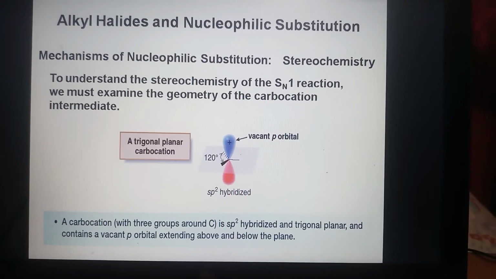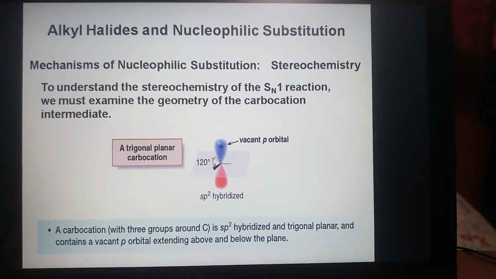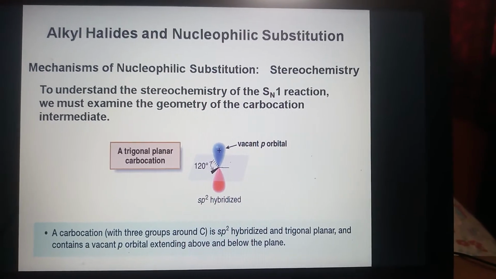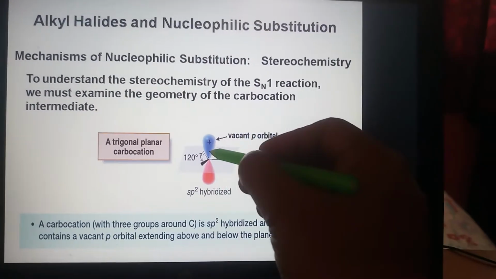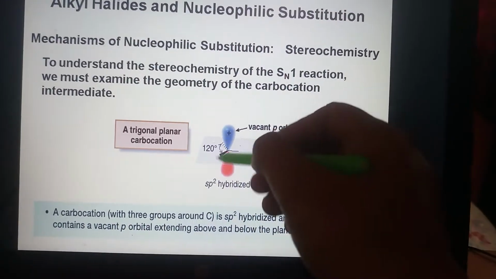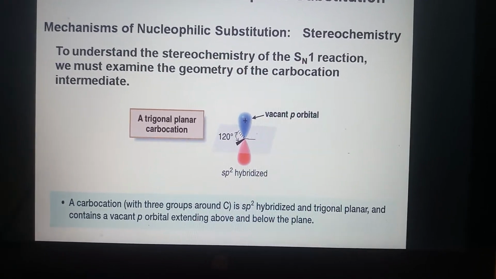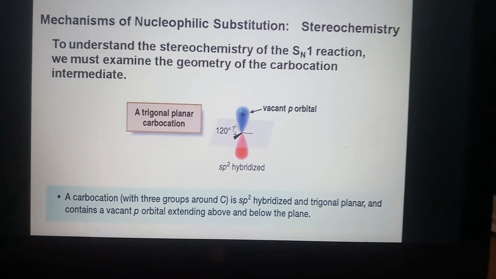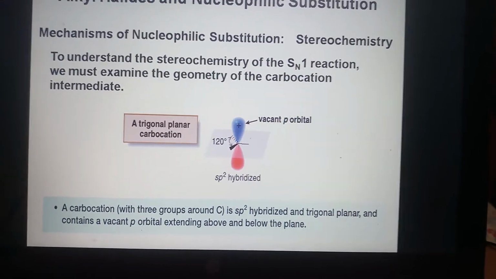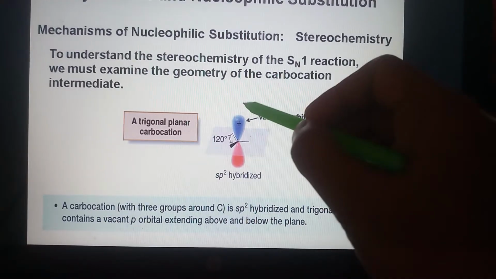Now the stereochemistry of the SN1 reaction. To understand the stereochemistry of the SN1 reaction, we must examine the geometry of the carbocation intermediate. The intermediate, as it is a carbocation, is sp2 hybridized with a vacant p orbital, and we know the shape of an sp2 hybridized carbon is trigonal planar, so all angles are 120 degrees. So a carbocation with 3 groups around carbon is sp2 hybridized and trigonal planar and contains a vacant p orbital extending above and below the plane.